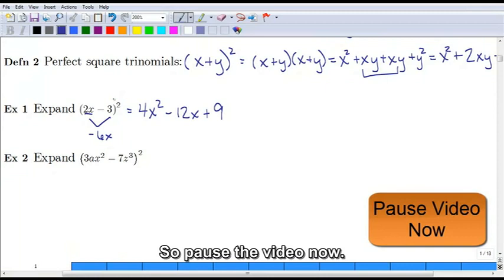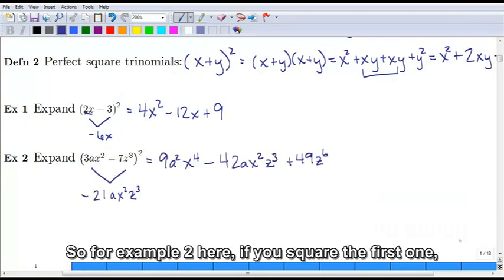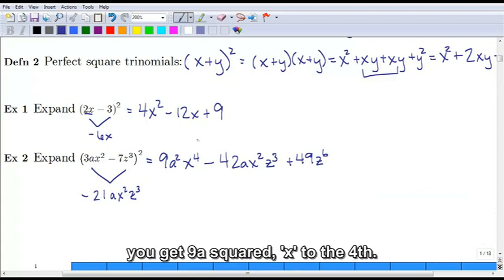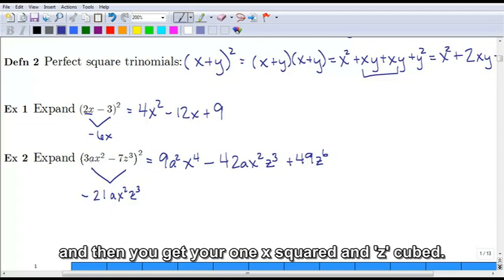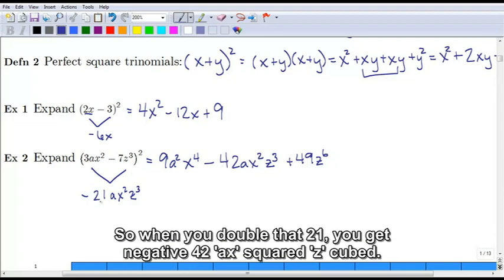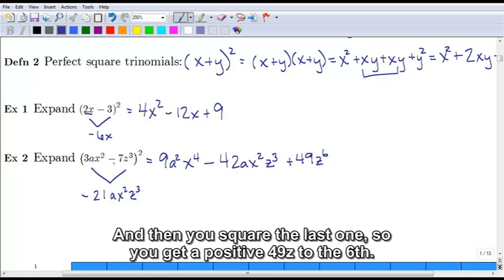So pause the video now, see if you can figure out number 2. So for example 2 here, if you square the first one, you get 9a squared x to the 4th. For the second, if you multiply these together, 3 and negative 7 is negative 21, and then you get your a, x squared, and z cubed. So when you double that 21, you get negative 42 a x squared z cubed, and then you square the last one, so you get a positive 49 z to the 6th.